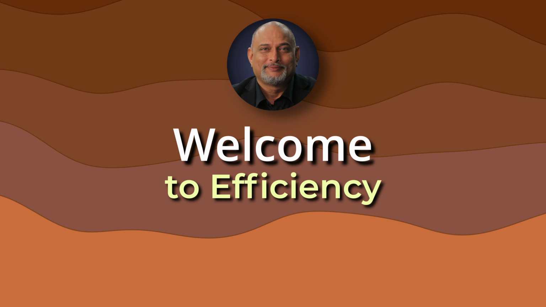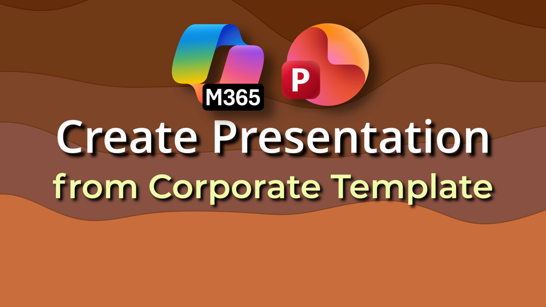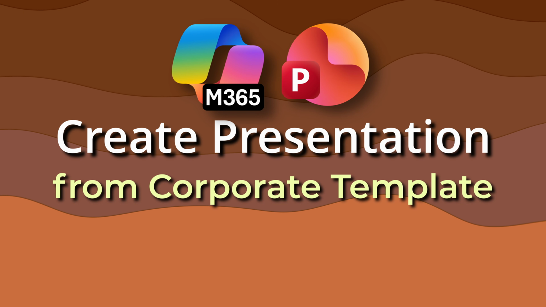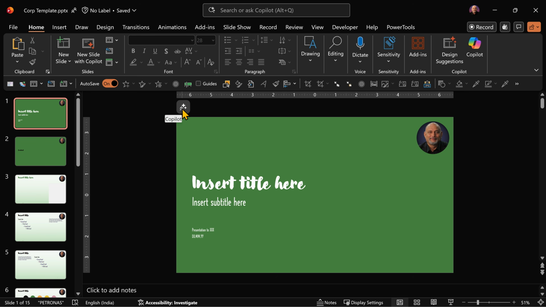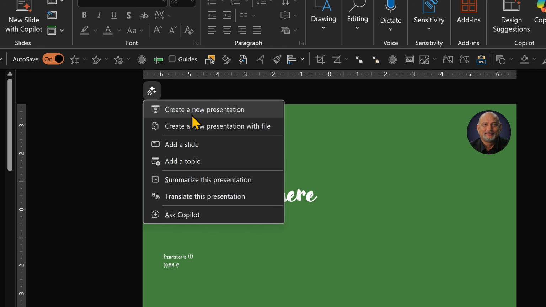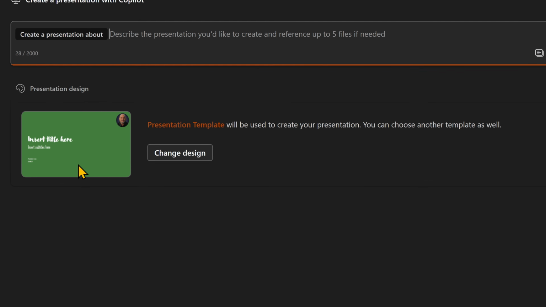Welcome. In this video, we will see how to use Copilot to create a presentation using your corporate template. I have opened my corporate template. I'll go to the first slide, click on the Copilot button here and create a new presentation. Make sure it is showing the correct design.